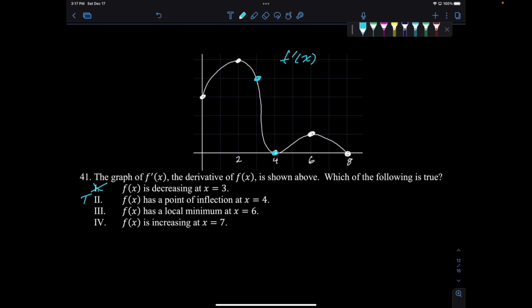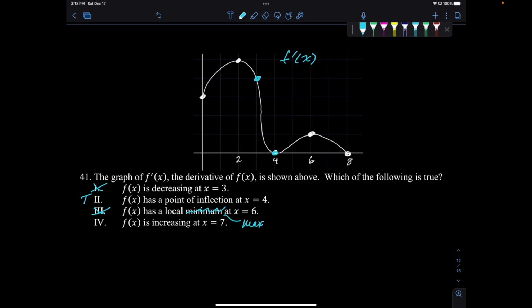I think that's probably a typo. I think this is probably supposed to say f has a local maximum, which would make it a better wrong answer. There's no scenario I could conceive of where you think that there's a local minimum at 6. If this had said maximum, it would still be false, but I could imagine people going for it. This is the graph of f prime, not the graph of f.